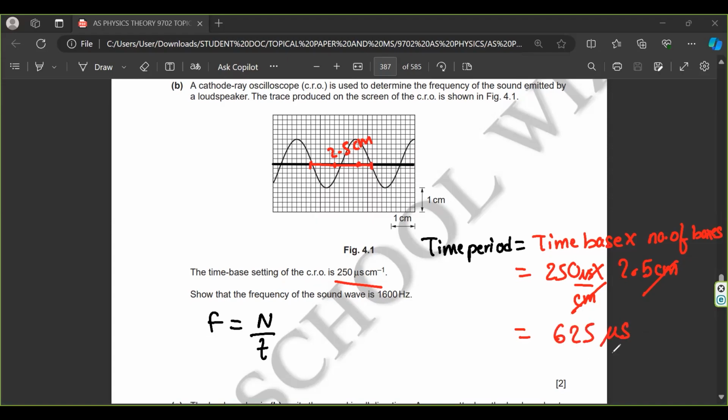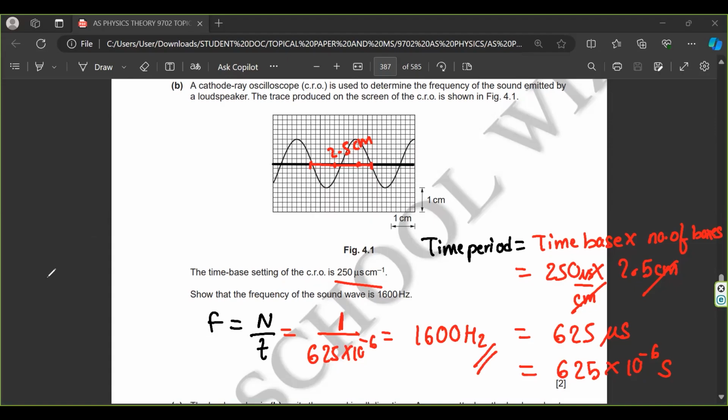Now I need to convert the microseconds to seconds. That's 625 multiplied by 10 to the power negative 6 seconds. Since we consider one single oscillation, the number of oscillations will be 1. The time period will be 625 into 10 to the power negative 6. This will yield exactly 1600 hertz, right?